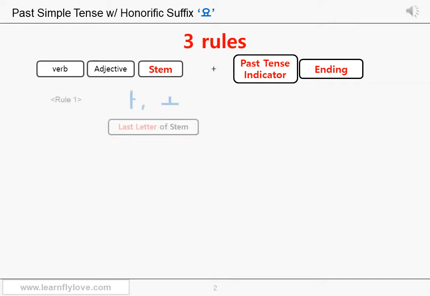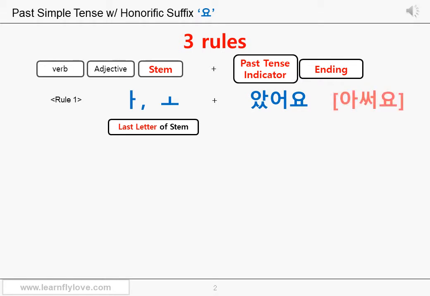Rule number 1. When the last letter of the stem has the yang vowel, a or o, you add what I call the past tense indicator, at, with the same yang vowel, a, to the stem, and add the ending, oyo, at the end. Or you can simply think you add the entire assoyo to the stem to put it in the past tense. Of course, at-oyo is pronounced assoyo. Sound the linking rule, right?